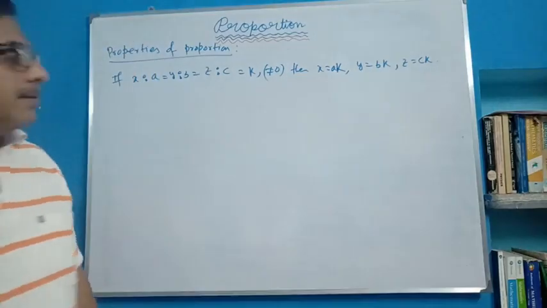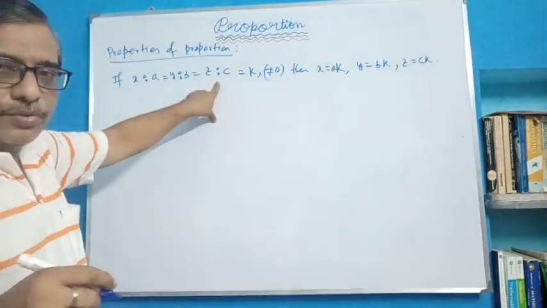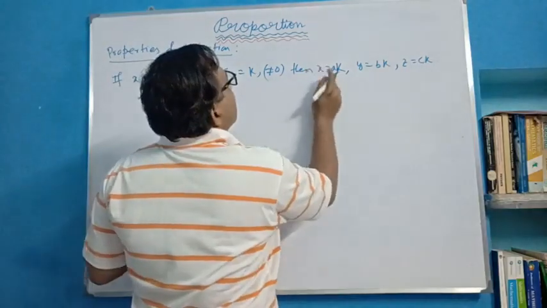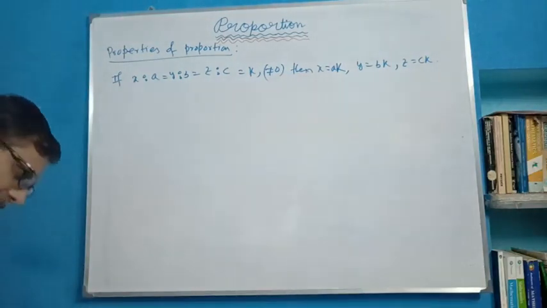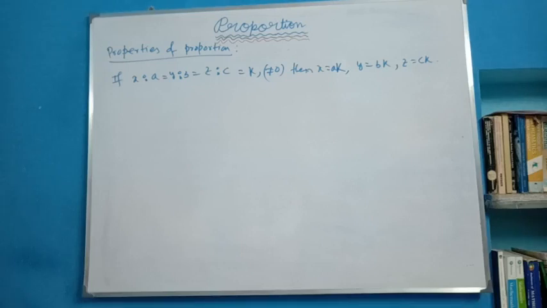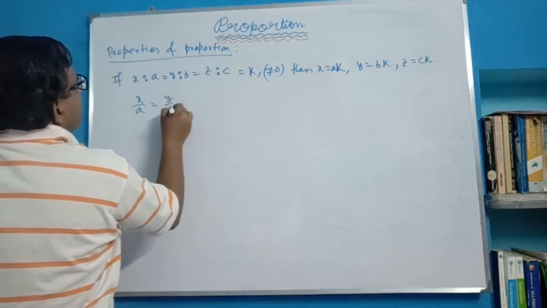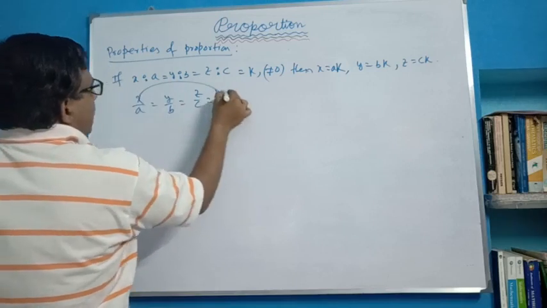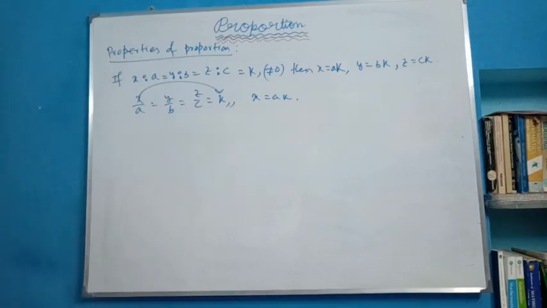Next, first property: if x is to A is equal to y is to B is equal to z is to C is equal to k, where k is a non-zero constant, then we can write x is equal to Ak, y is equal to Bk and z is equal to Ck. Very easy. That means x by A is equal to y by B is equal to z by C is equal to k. So from first and last we can write x is equal to Ak, and so on.